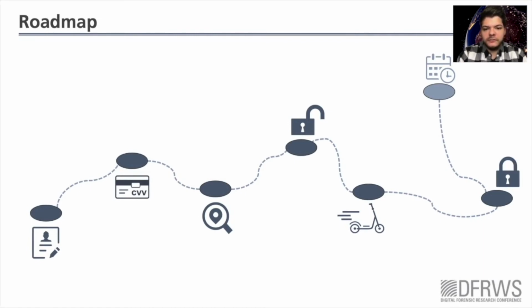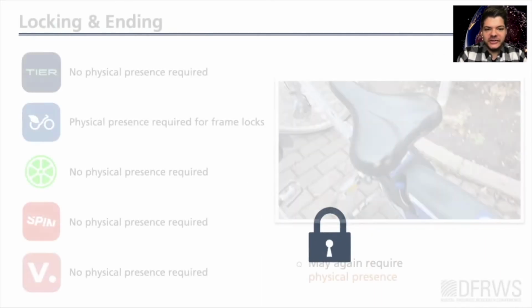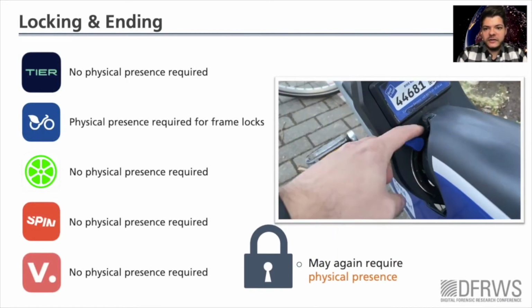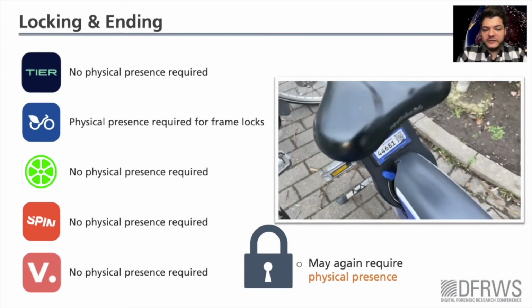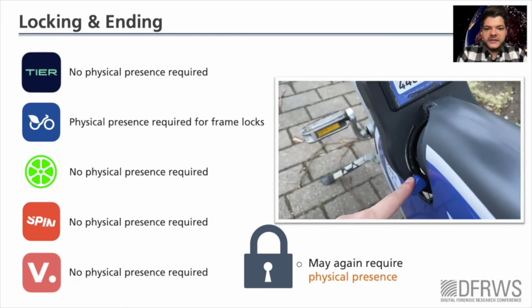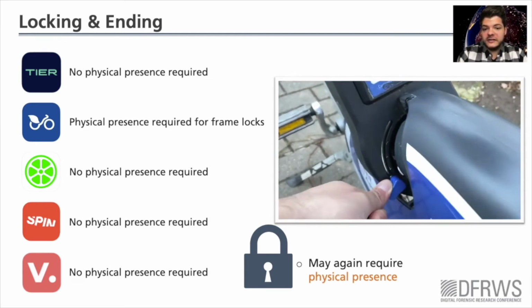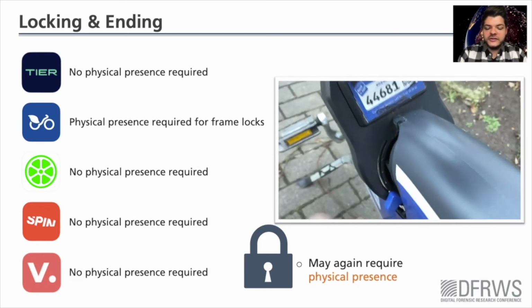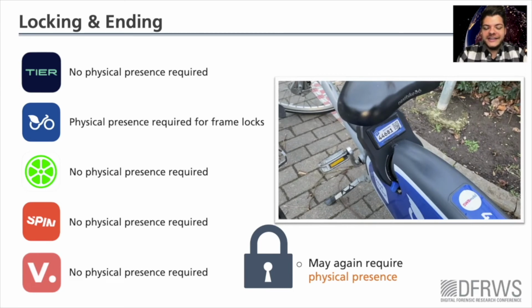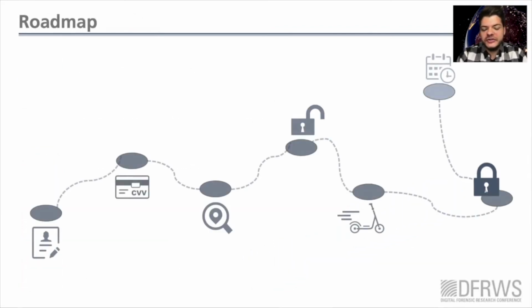Okay, now we had fun, and we would like to now lock and end the ride, which is the last step, and it's pretty similar to the unlocking phase. It may require physical presence. Now, all of the scooter providers we took a look at did not require that, so you could also lock the scooters using the app or API from anywhere. And as you can see, Nextbikes in our city have this kind of frame lock, which you need to close after you finish your ride, so you need to be there to finish it.